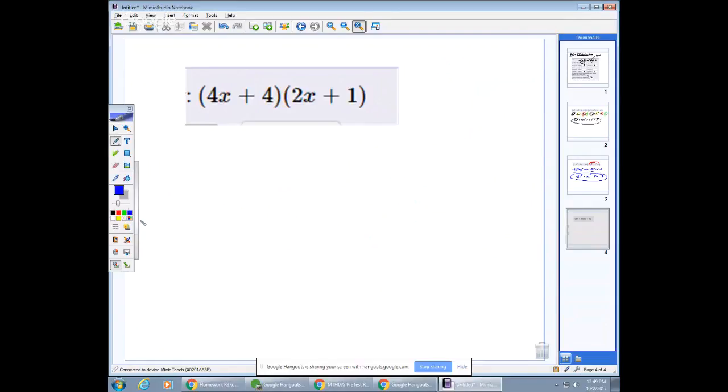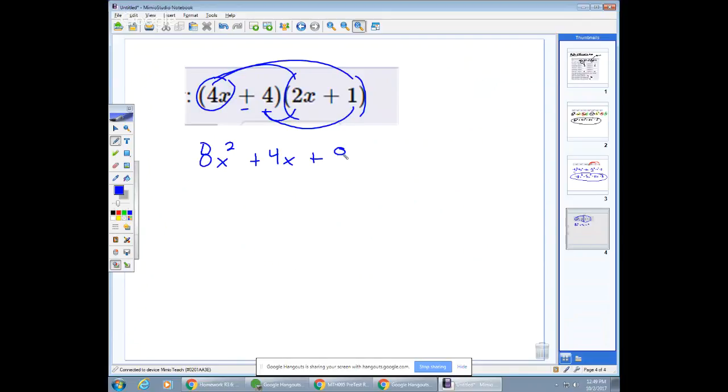So if this was just 4x times this polynomial, I would distribute the 4x through, and that would give me 4 times 2 is 8x squared plus 4x. But I also have to distribute that positive 4. So that will give me an 8x plus 4. Sometimes you get like terms, so I could rewrite this as 8x squared. So let's see, 4 and 8 is 12 x's, and then plus 4.